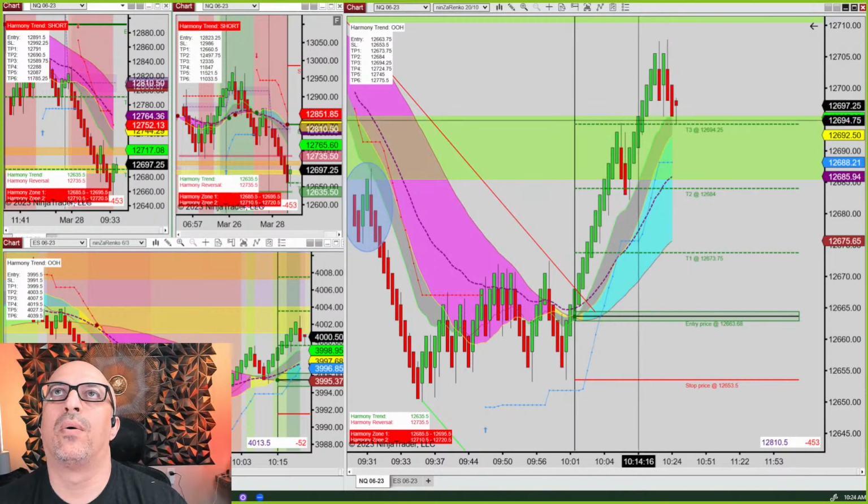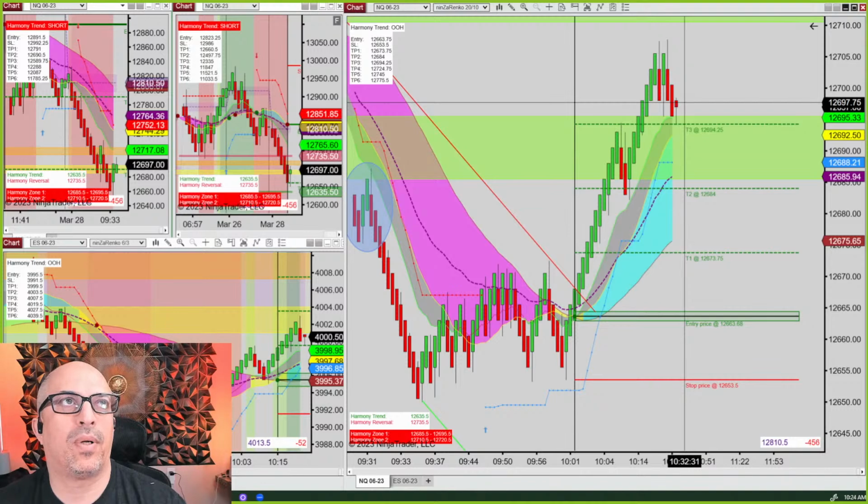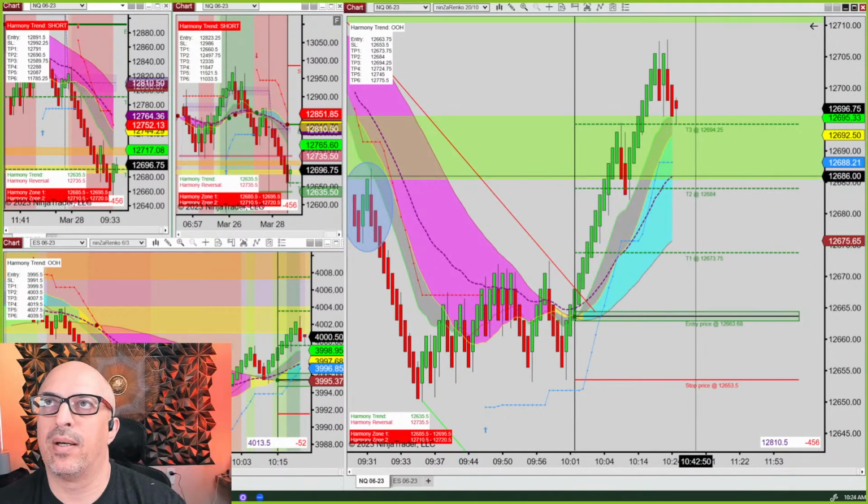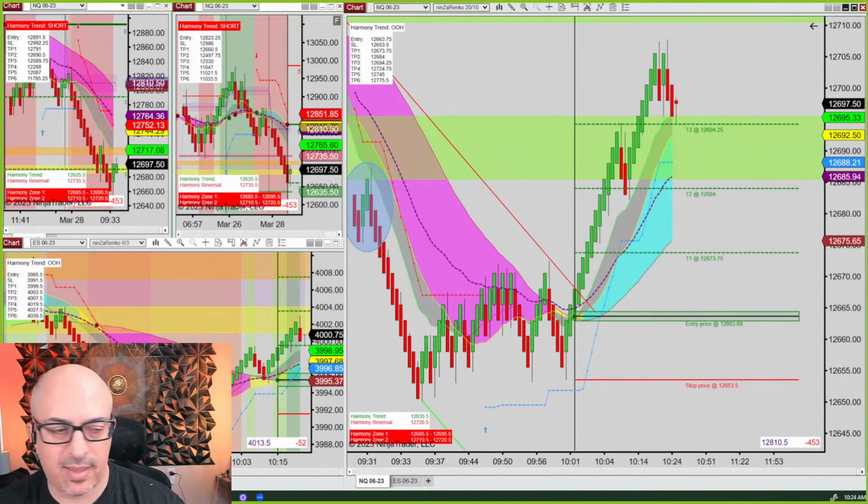All right, so this is a captain setup short right here. They're going to potentially fade it into the middle of the range at 686.